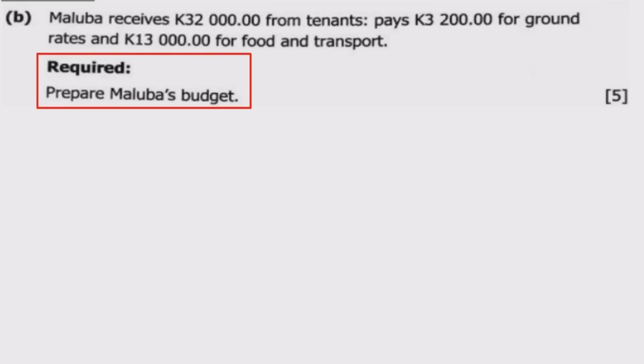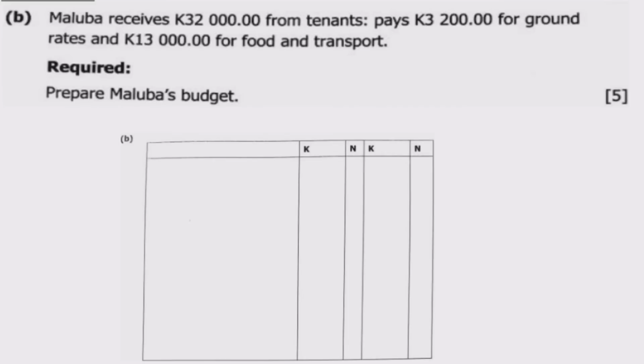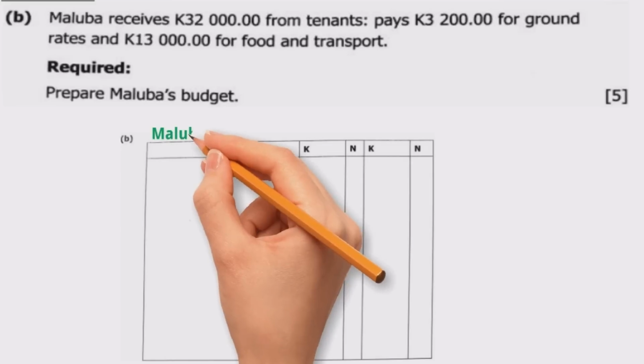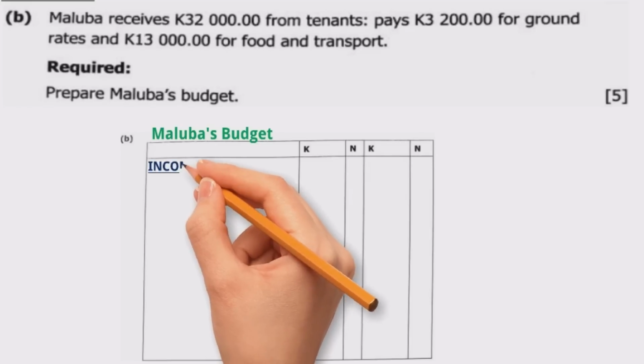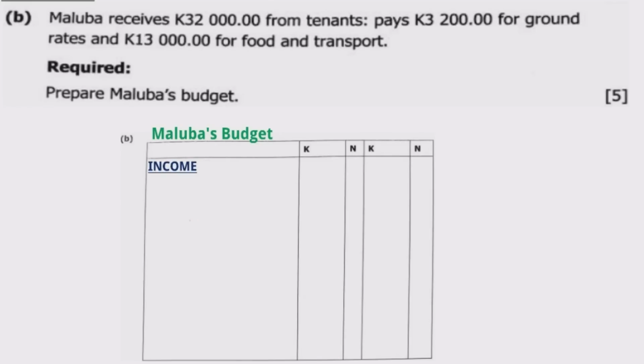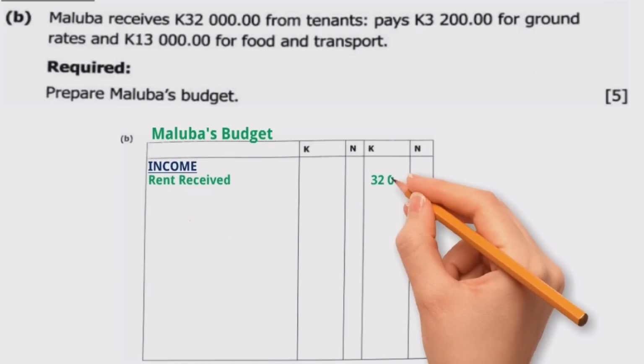To prepare Maluva's budget, we need to draw up a table like this one. Then we write the title, Maluva's budget. As you can see, it already has the kwacha sign and the ngwee sign. Where there is income, you can also write details. Once you have done that, ask what did Maluva receive? We start with the income. Maluva received 32,000 from rent, so we write rent received, then 32,000.